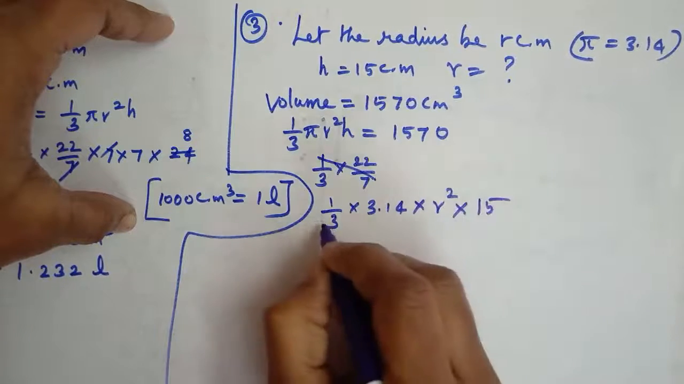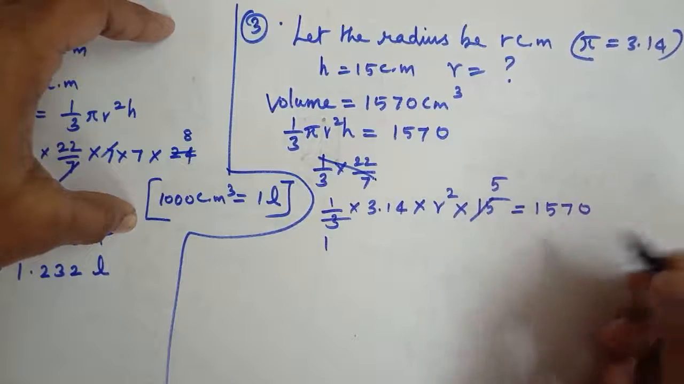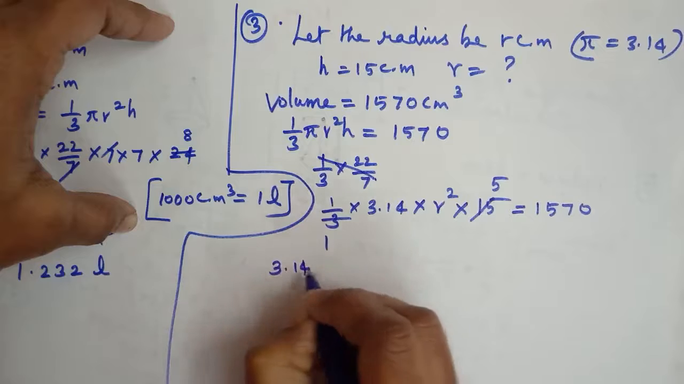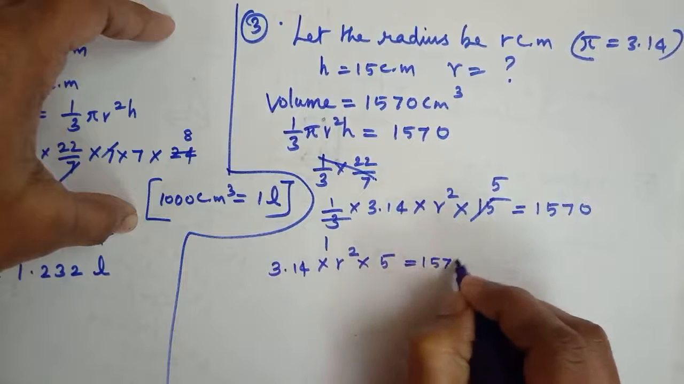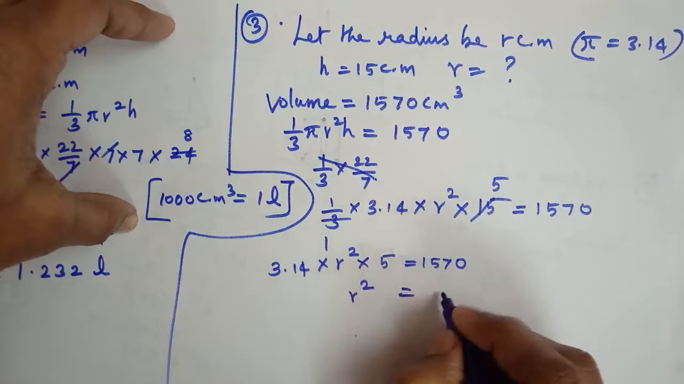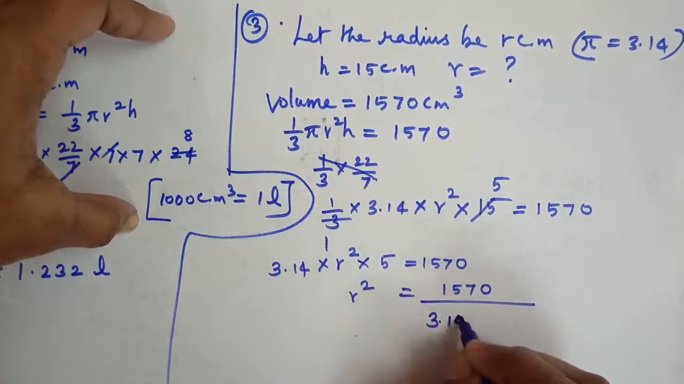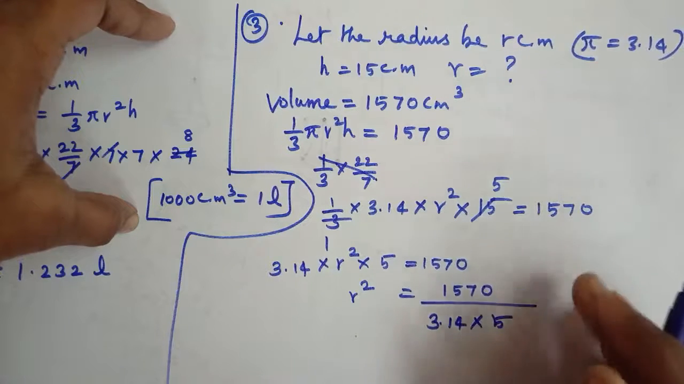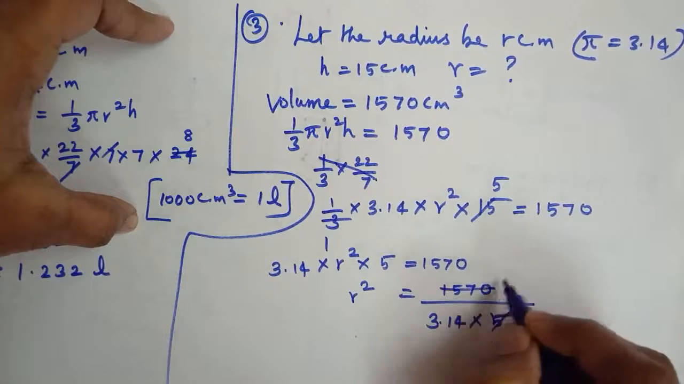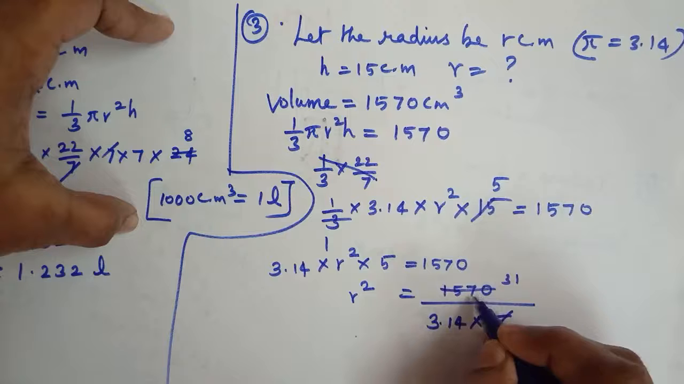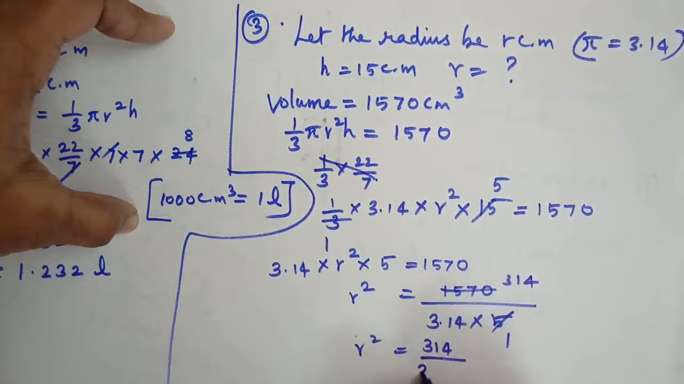So 1 3s are 3, 5 3s are 15. Okay, that is equal to 1570. Is it clear students? So 3.14 into r squared into 5 is equal to 1570. Okay, therefore r squared is equal to 1570 divided by 3.14 into 5. Is it clear? Okay, now 1 5s are 5, 3 5s are 15, 1 5s are 5, and then 4. So r squared is equal to 314 divided by 3.14.